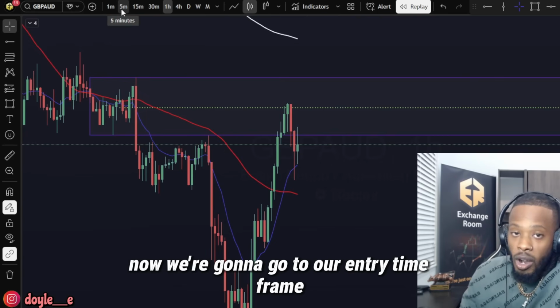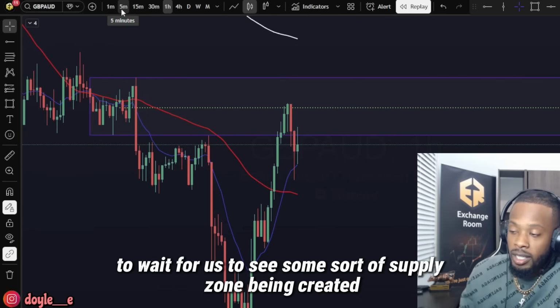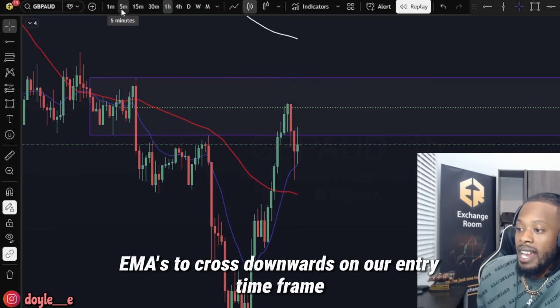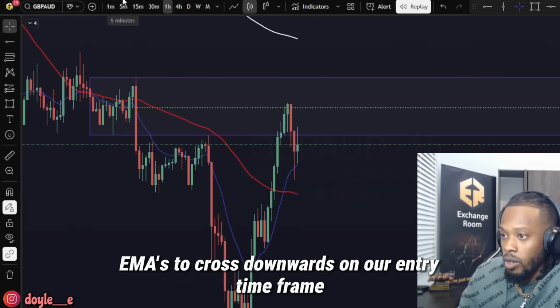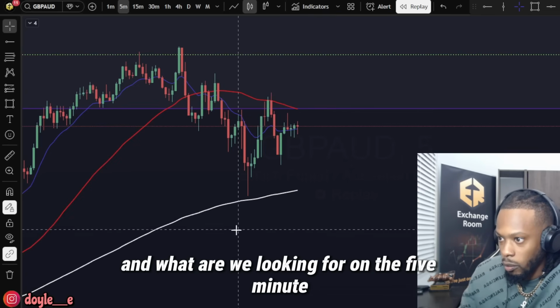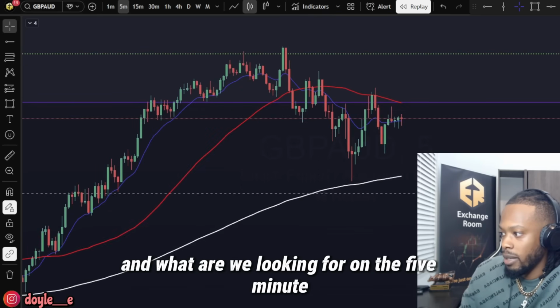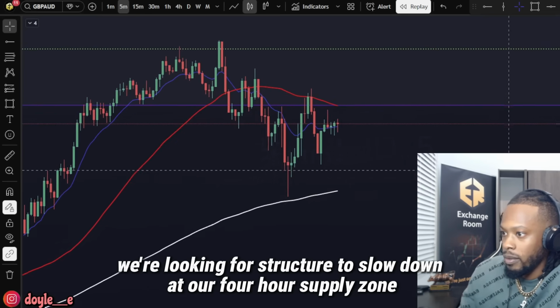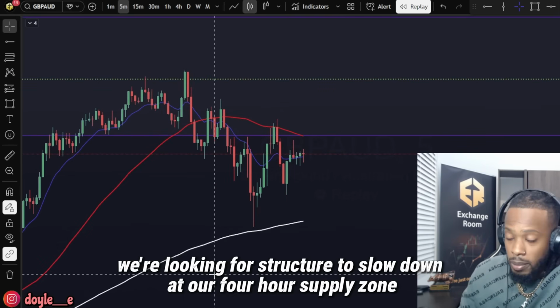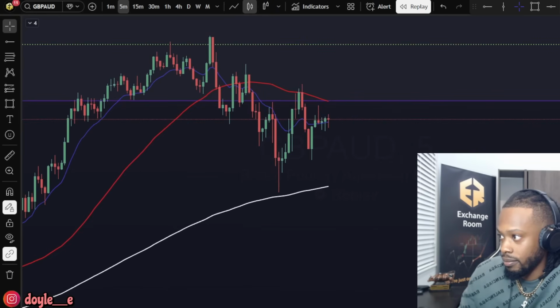Now we're going to go to our entry time frame to wait for some sort of supply zone being created, and EMAs to cross downwards on our entry time frame. So let's go to the 5 minute. And what are we looking for on the 5 minute? We're looking for structure to slow down at our 4-hour supply zone and start doing this.